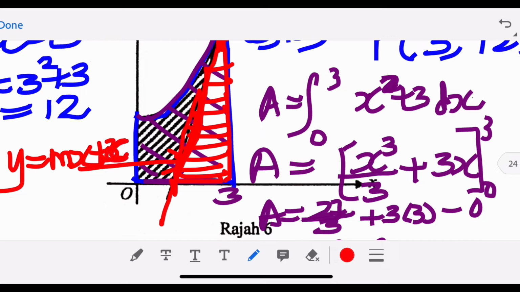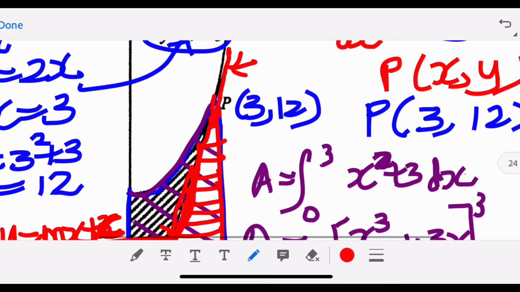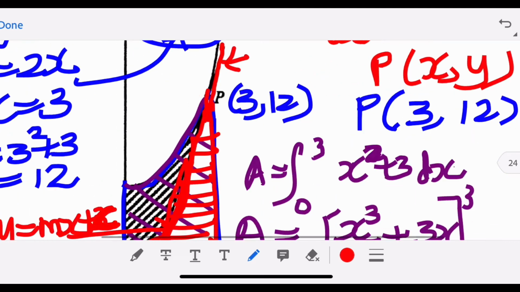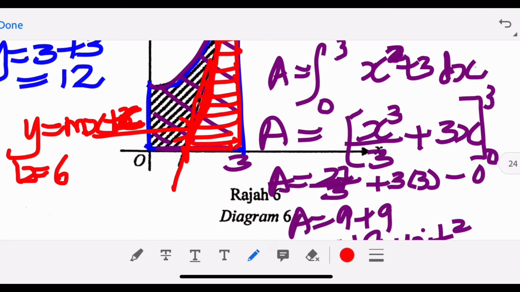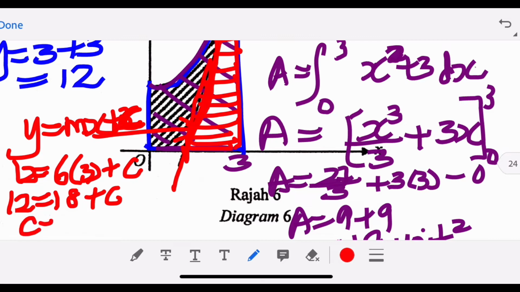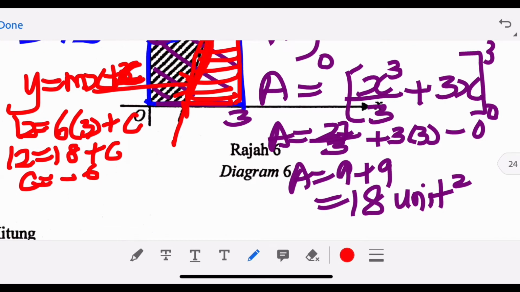So let's use the point (3, 12). The gradient of the tangent was given as 6 just now. So 12 is equal to 6 times 3 plus c, so 12 is equal to 18 plus c. So c is negative 6. Alright, c is equivalent to negative 6.